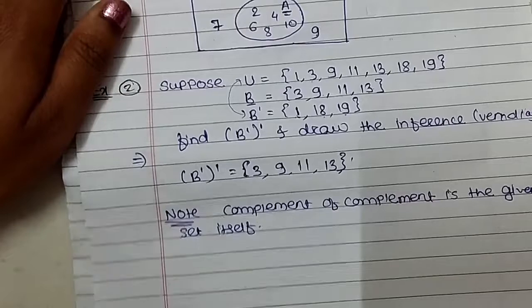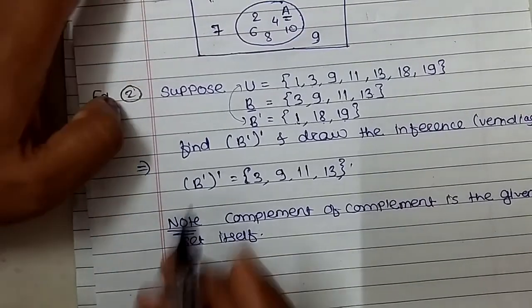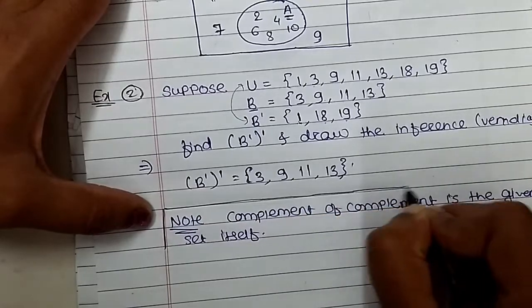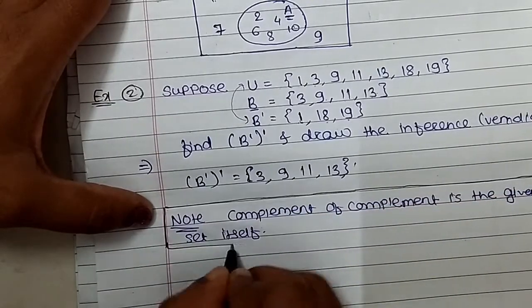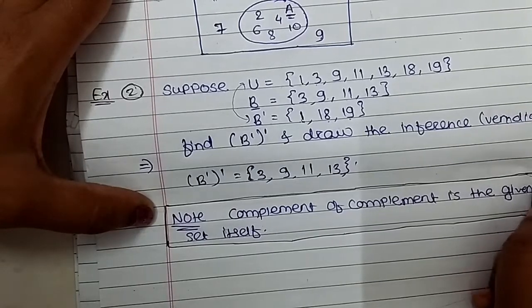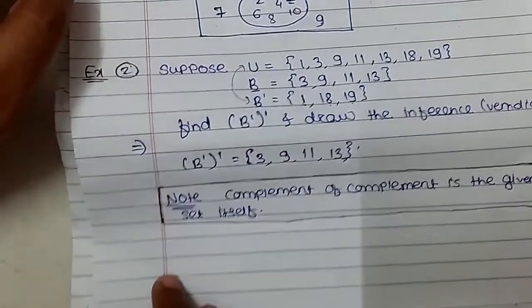Okay, जिससे हमें वही सेट एक और बार मिल रहा है, उसको हम कॉम्प्लीमेंट्स ऑफ कॉम्प्लीमेंट बोलेंगे. Okay, clear, understand. Okay, next.